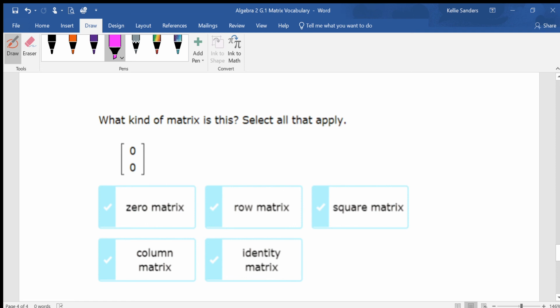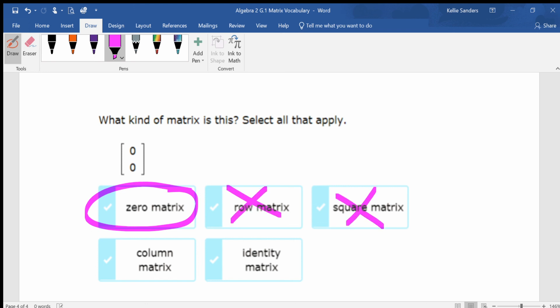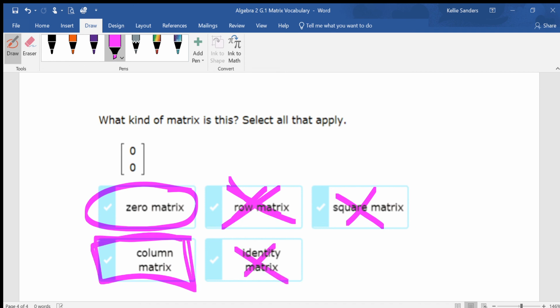What kind of matrix is this? Select all that apply. It is a zero matrix. It is not a square matrix. It is a column matrix. It's not a row matrix, it's a column matrix. And it's not identity because it's not square and it doesn't have ones going down.